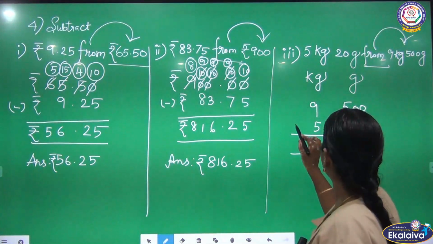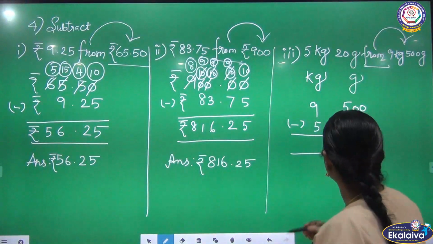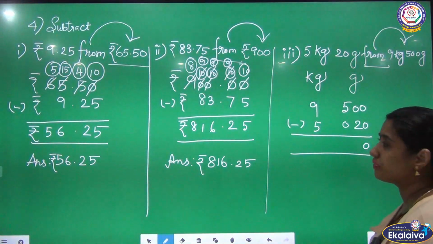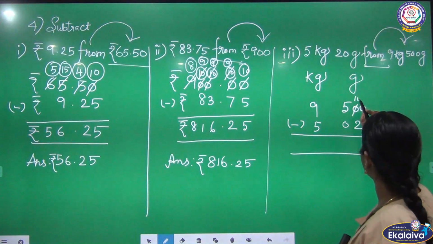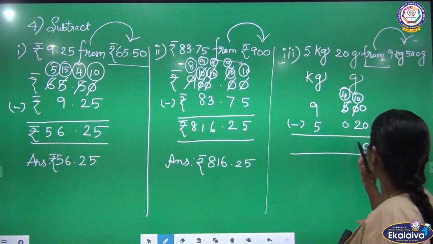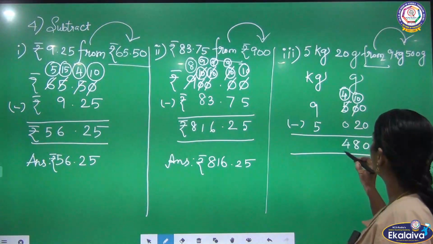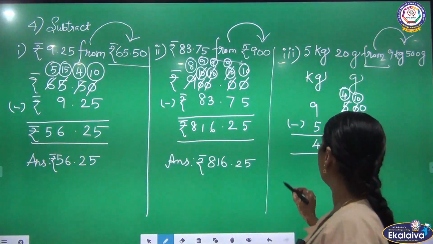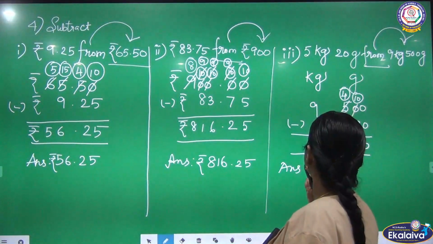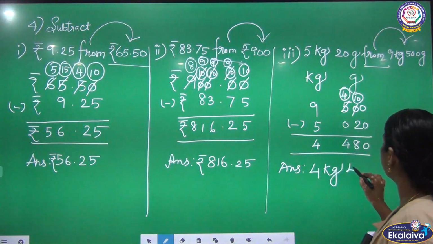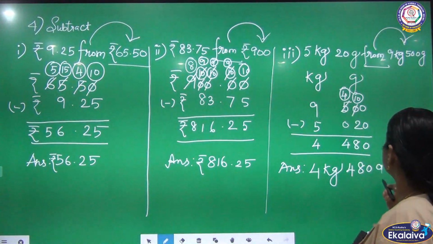Listen, now you are going to subtract. Listen, 0 minus 0, 0. Here, see, this becomes 10 and this is 4. So, 10 minus 2 is 8, 4, and 9 minus 5 is what? 4. Now, write the answer for this. 4 kg 480 gram. Can you understand this, children?